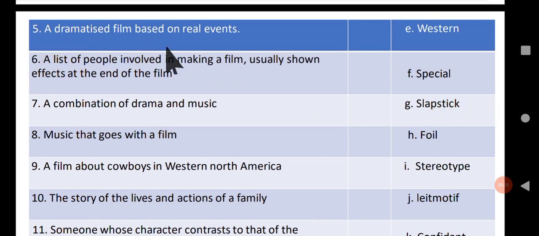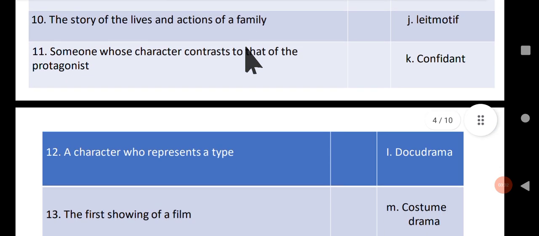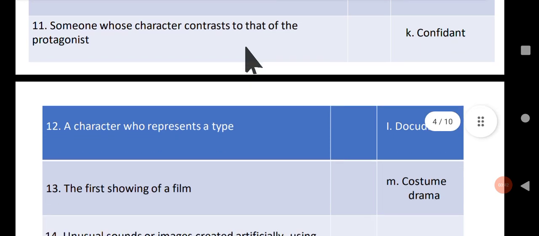Next one, look at the fifth one: a dramatized film based on real events. A dramatized film on real events. That is like what we say about a documentary of any person, right? A documentary is the documentation of the real events of any person. So that is called a docudrama. That is the L option.